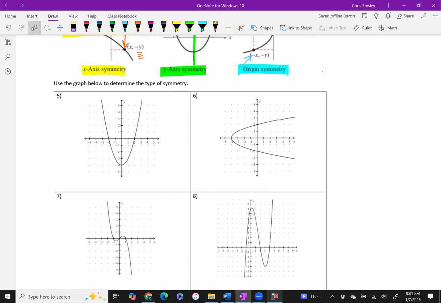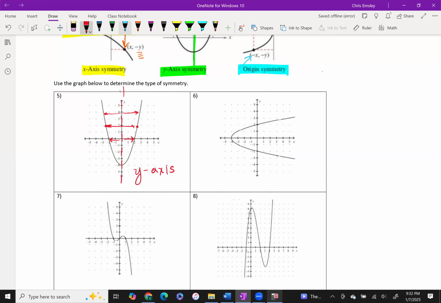is going on here. So number 5, I notice if I have an imaginary dashed line right down the middle here, when I look to the right of that dashed line and to the left of that dashed line, no matter where I look, I can tell that there are partner points. If there's one to the right, there is one to the left that is the same distance from that axis, okay? So this one has y-axis symmetry.